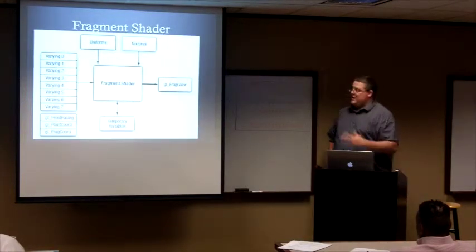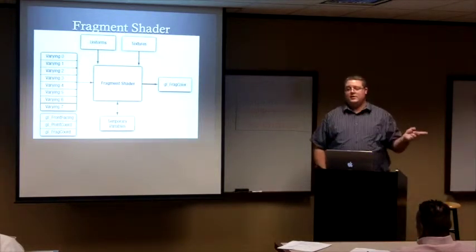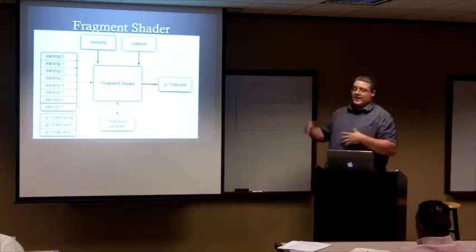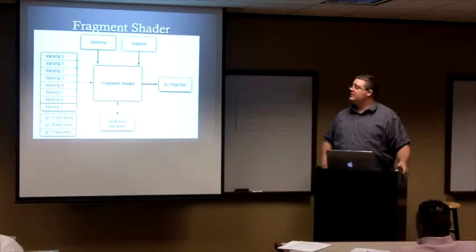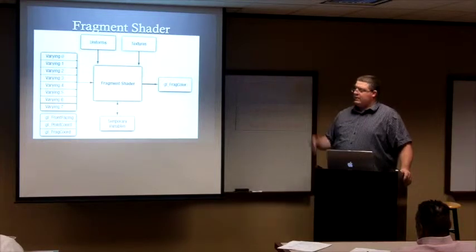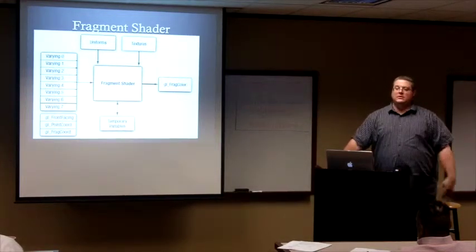Next one, fragment shader. As you can see, the inputs into the fragment shader are all the varyings that you just created in your vertex shader. And you can take the same uniforms you pass in the vertex shader, you can pass into your fragment shader. And the textures are the same, temporary variables. The output of the fragment shader is the color of the pixel. That's what it has to output.